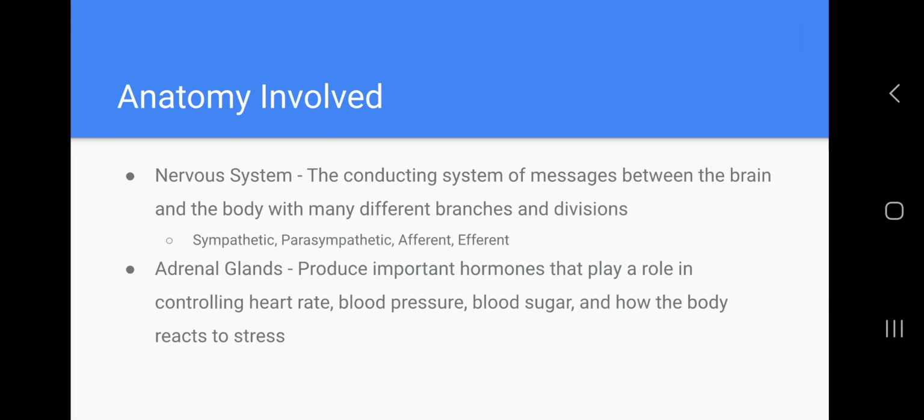Another area that may be affected by neuroblastomas is the adrenal glands. These produce important hormones that play a role in controlling heart rate, blood pressure, blood sugar, and how the body may react to a stressor or outside stress.